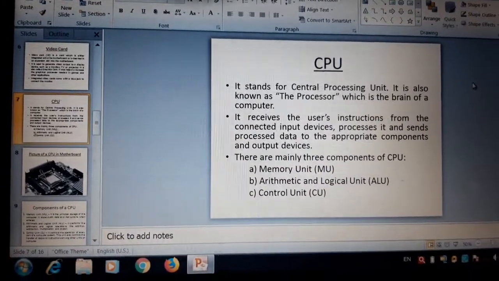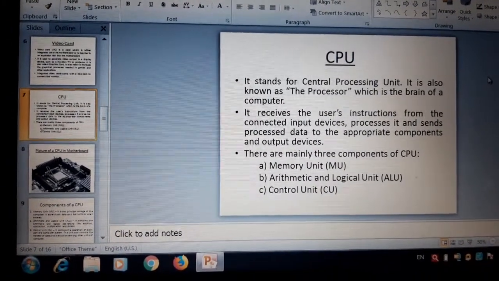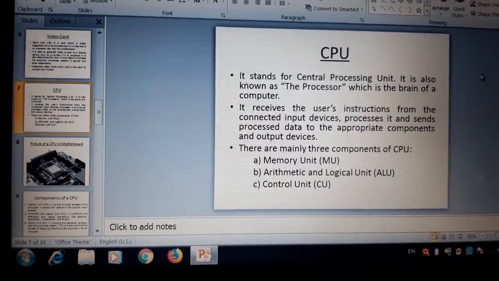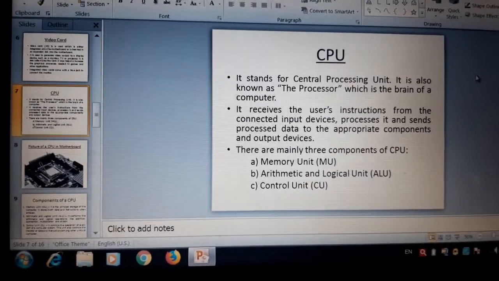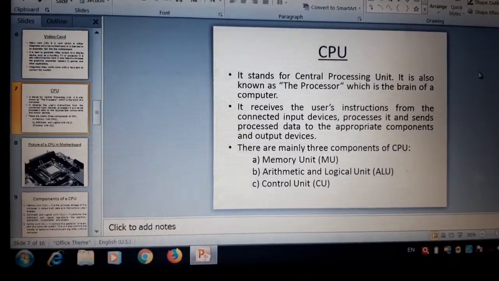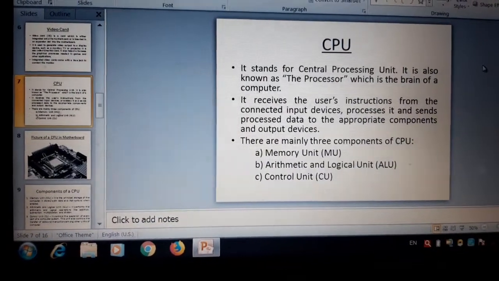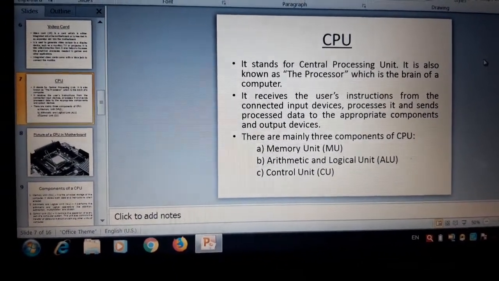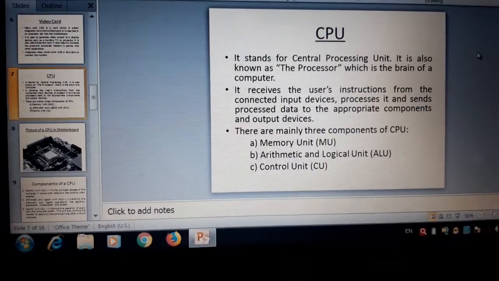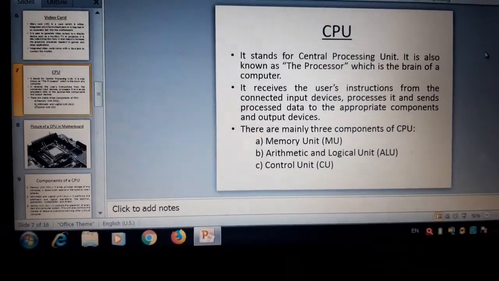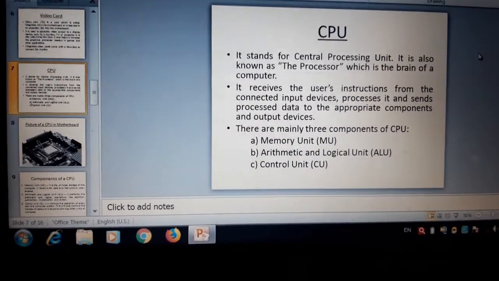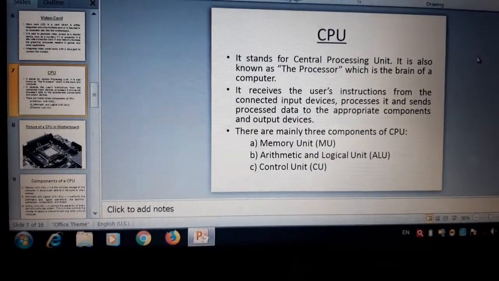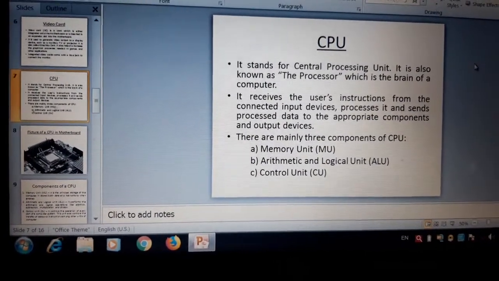What it does? It first accepts the data from the input devices and processes it. It can take some logical decision also, or it can do some arithmetic problem, and after the processing of data it sends it to the output device, okay, for the display of the result.